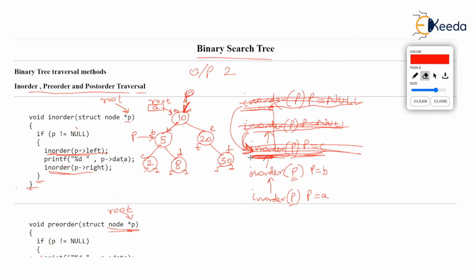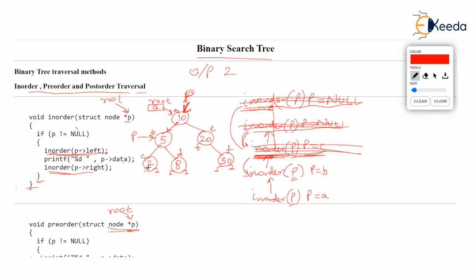So inorder(P) with P at C is finished. So we will be back at the calling function. Oh, I'm so sorry for this. We will be back at the calling function, and the calling function was inorder(P) with P at B. Look at this. Look at the mouse position.